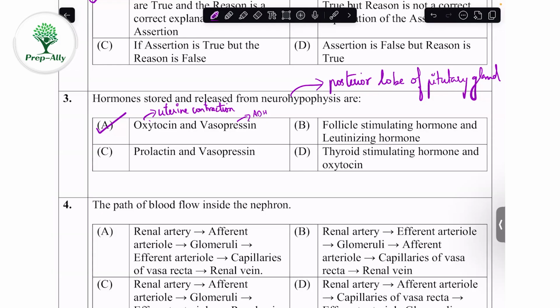So these two hormones are produced in the neurohypophysis, that is the posterior lobe of the pituitary gland. Got it? So the answer is E.